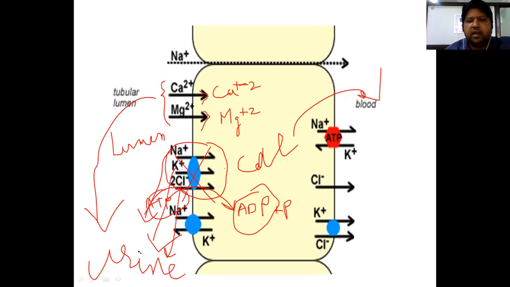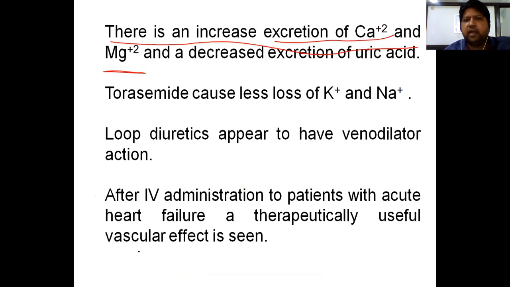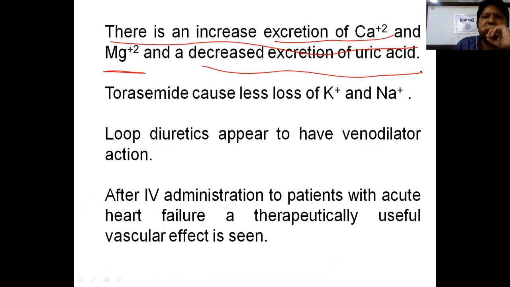Got it? And also, there is another thing I would like to say. You can see here, there is a decreased excretion of uric acid. Okay, calcium and magnesium excretion is increased because they utilize the energy produced by the pump through which sodium is reabsorbed. When the pump is blocked, that energy will not be provided, and thereby calcium and magnesium reabsorption is blocked. So they will also go out. Then what is the connection with decreased excretion of uric acid?